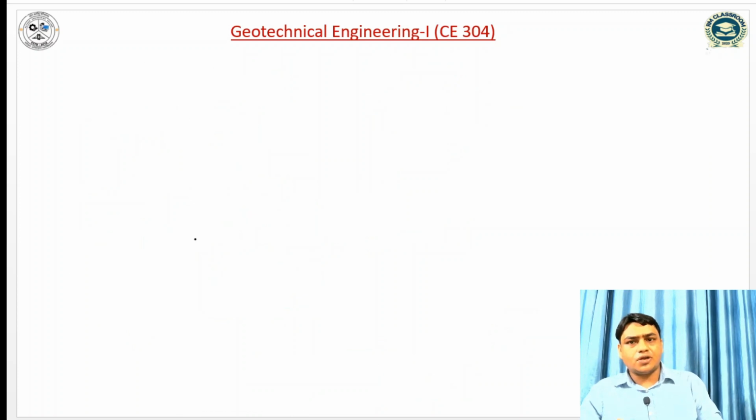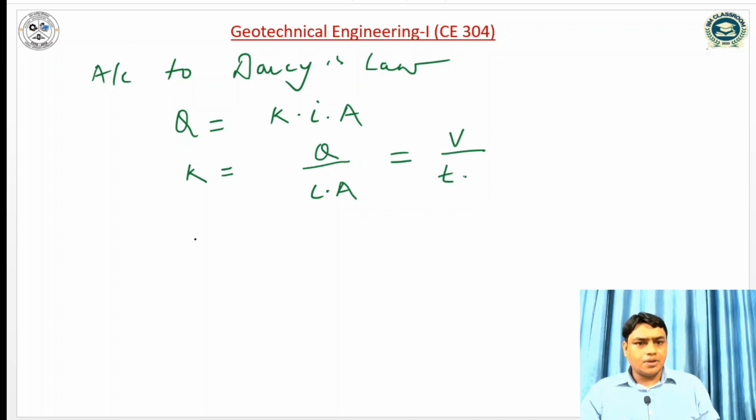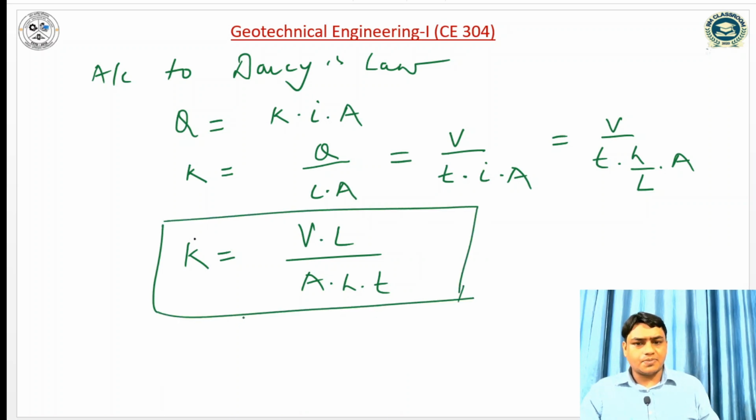So what is the expression to compute the coefficient of permeability? According to Darcy's law, we know that Q is equal to K into I into A. So we have to find the value of the coefficient of permeability, which can be written as Q by I into A. The discharge is the volume collected divided by time T, so K equals V by T into the hydraulic gradient, which is change in head H by L, into A. So the expression of the coefficient of permeability is K equals V into L divided by A into H into T. This is the expression for the constant head permeability test.